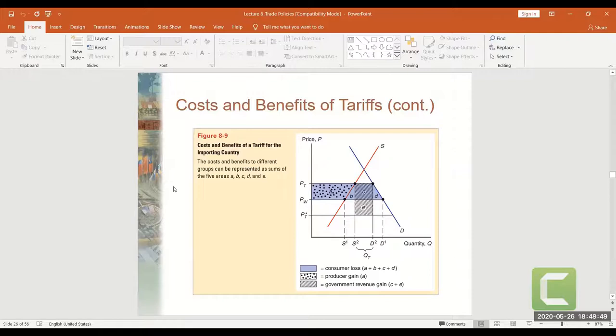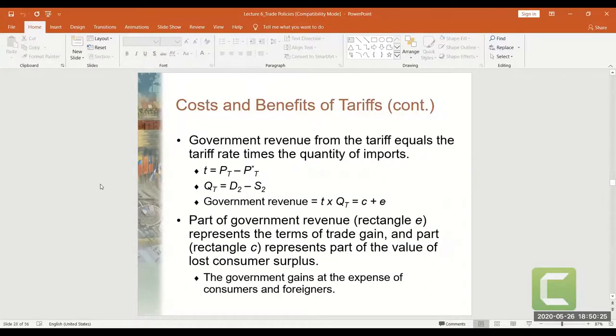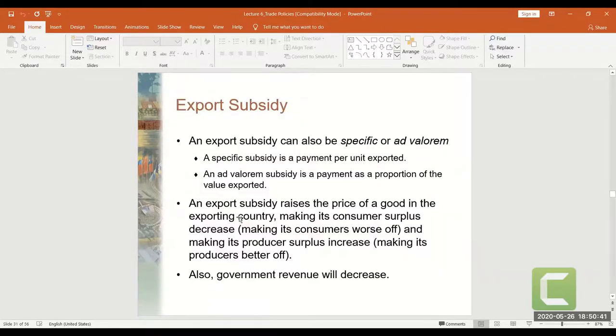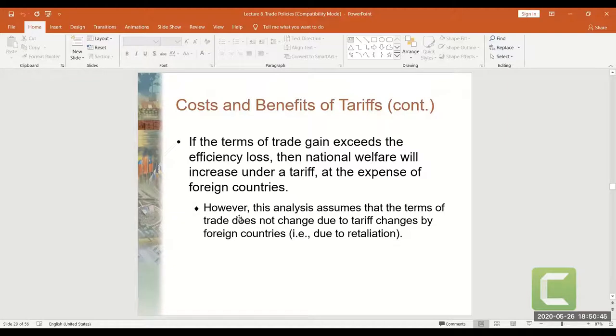However, if someone asks you what will happen to the small country, it's very likely that the losses will be higher than the gain. So that is what the cost and the benefit look like using simple demand and supply analysis. I'm not going to explain the details. The government revenue I already showed you. For the small country, the net effect graph shows B and D efficiency loss, E terms of trade gain. I already told you this. So we are done with the cost and benefits of tariff.